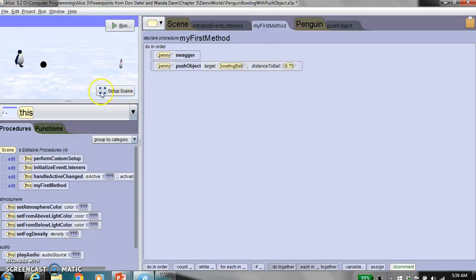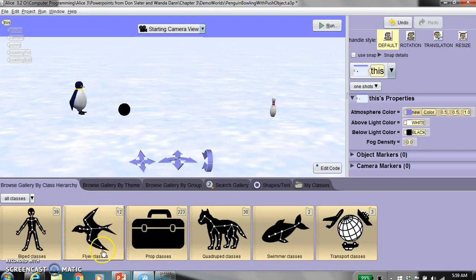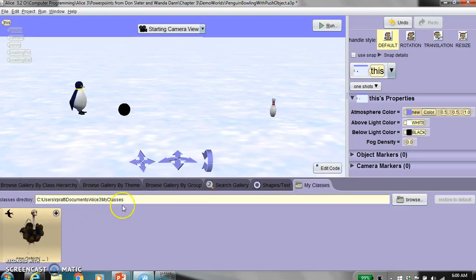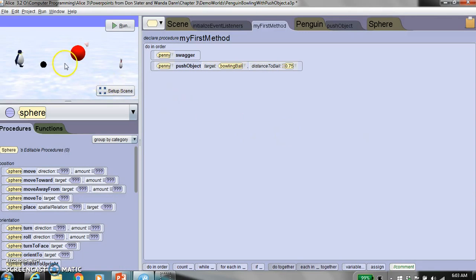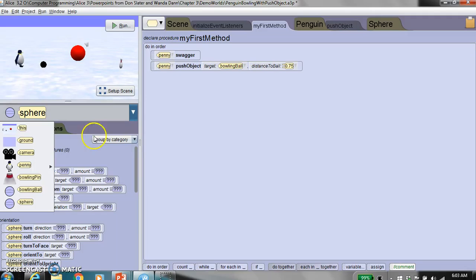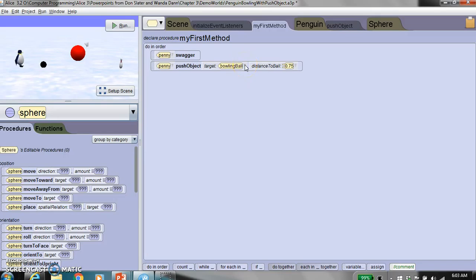What if I added a whole bunch of extra spheres? Let's see if I can do this easily. This might be tricky. Okay, let me pause. Okay, so I finally added another sphere. So now I have two, a bowling ball and a sphere. I just left it called sphere. I probably should have changed the name. But what that means is in my first method, I have some options now. My target could be a bowling ball or a sphere because both of those fall into the sphere class.